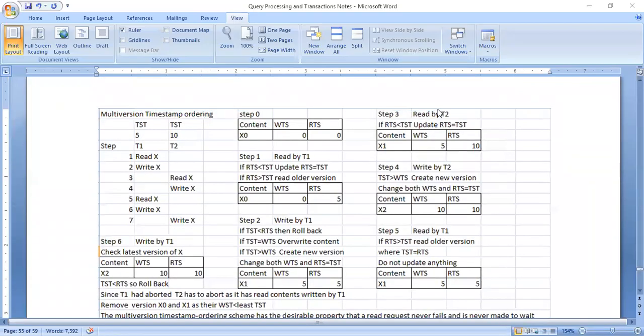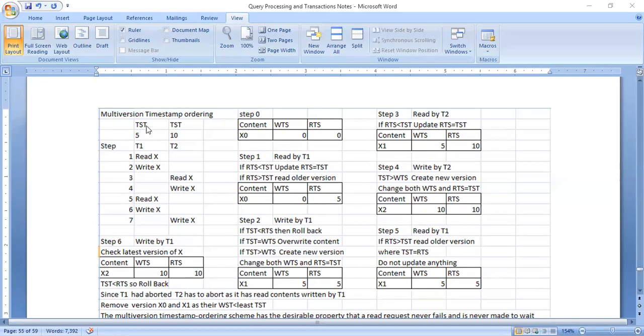Everyone. In this video, we will learn about multi-version timestamp ordering, which is a protocol in transaction processing, which we learn in database management system. Here we have transactions T1 and T2. So the schedule contains two transactions T1 and T2, and these are the various instructions run by these transactions, and these are the various steps in which we will be reading these instructions.